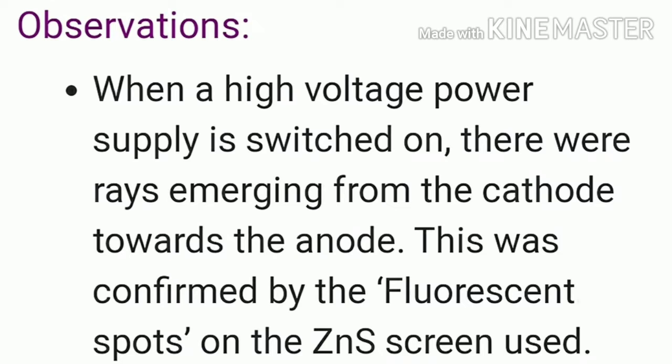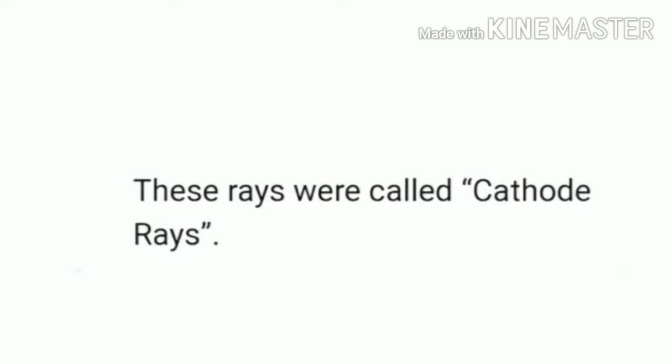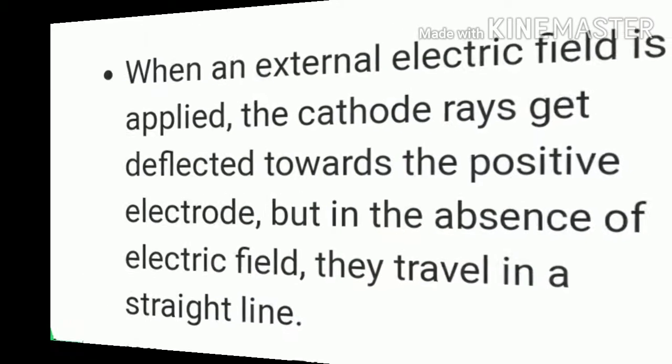Observations. When the high voltage power supply is switched on, there were rays emerging from the cathode toward the anode. This was confirmed by the fluorescent spots on the zinc sulfide screen used. These rays were called cathode rays.